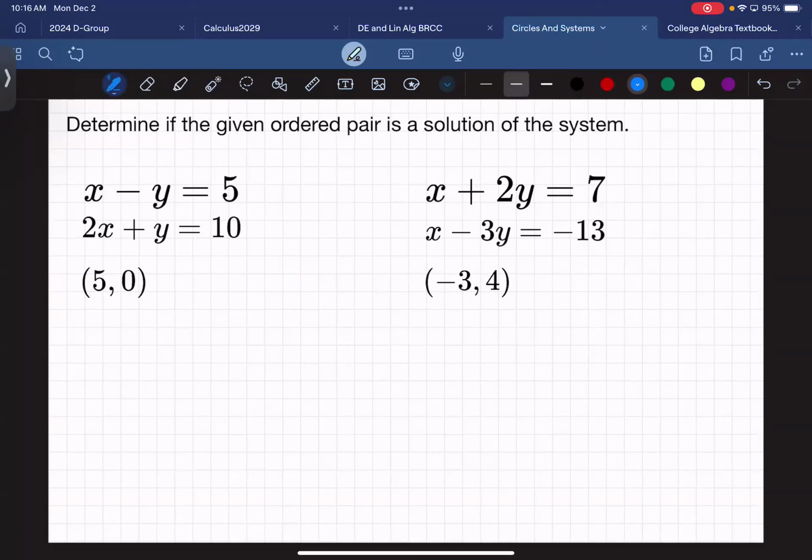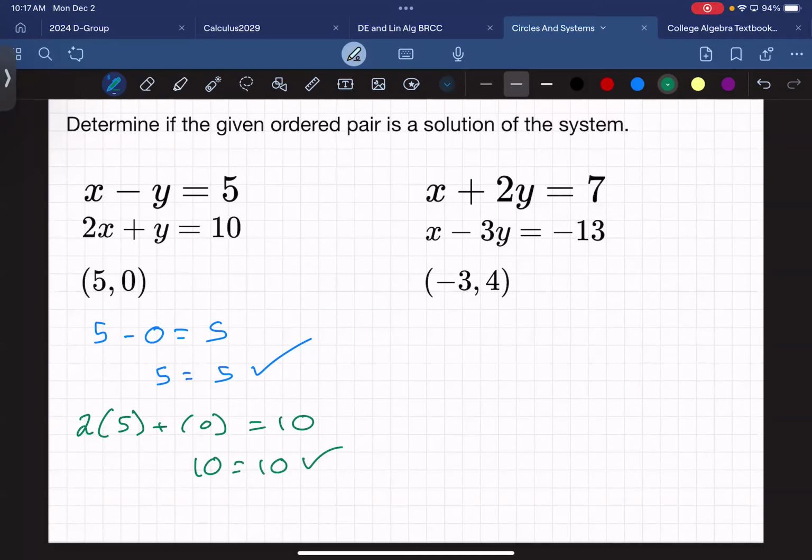So what we want to do is go to the first equation and plug it in. 5 minus 0 equal to 5. Well, look at that. 5 definitely equals 5. So we're good there. Then we need to go to the next equation. 2 times 5 plus the 0. And once again, we get a true statement. Because those are both true statements, we can confirm that this is a solution to the system.